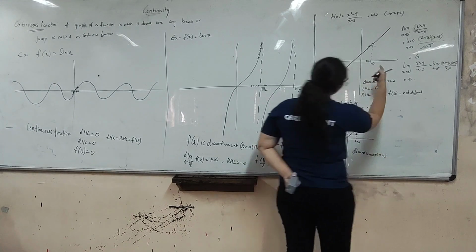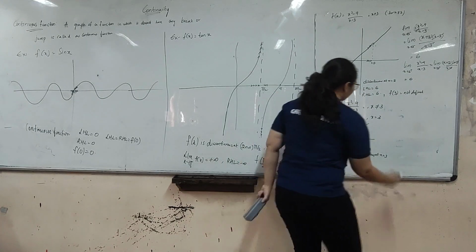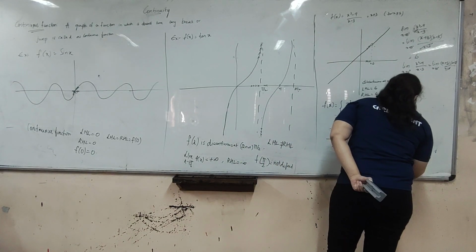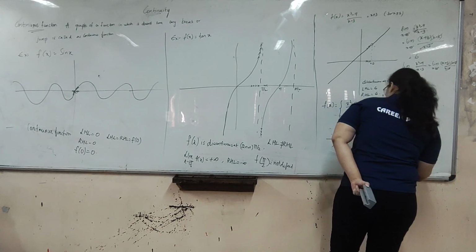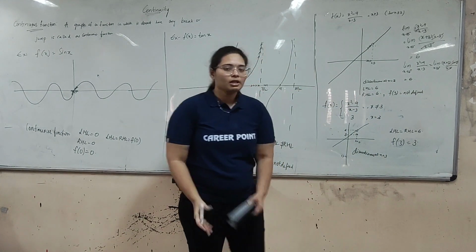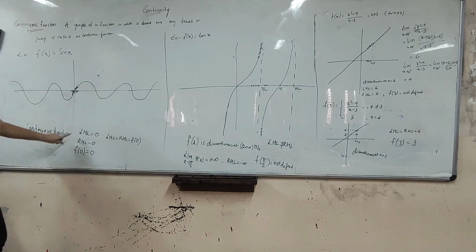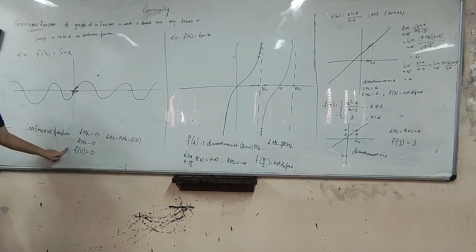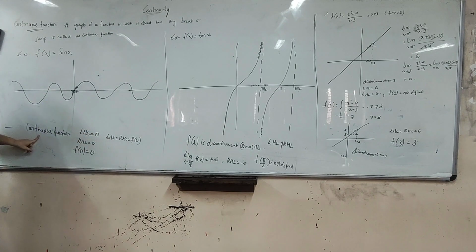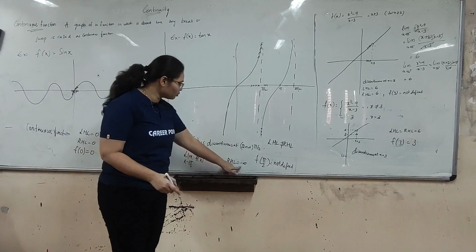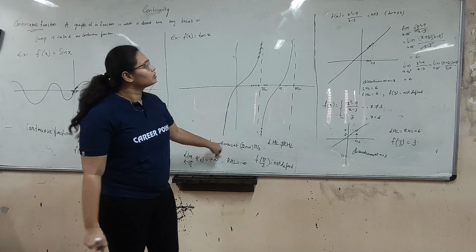And we know that we have already calculated LHL and RHL for this function at x equals 3. So LHL equals RHL equals 6, and f of 3 equals 3, right? Here, what you can observe from this example: if LHL, RHL, and the value of the function at that point are all equal, then it is continuous. But if one or two tend to infinity, then it is discontinuous, right?